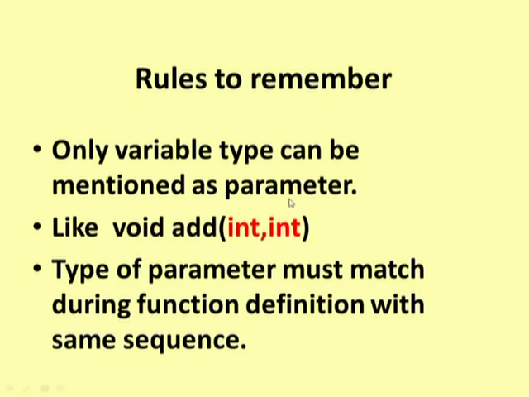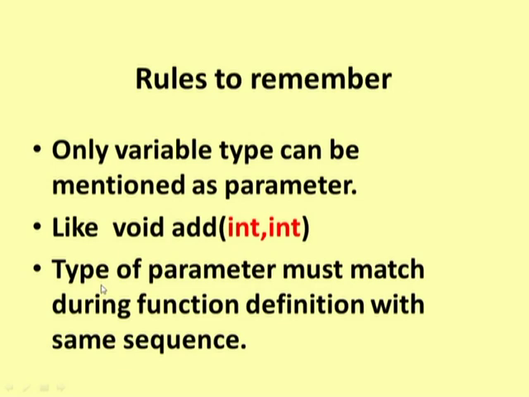Next point, only variable type can be mentioned as a parameter. Here I am not writing int space a or int space b, you only have to provide the data type within the function prototype. And next point, the type of parameter must match during function definition with the same sequence. Means whenever I write the routine for the add function, at that time the parameters must match.